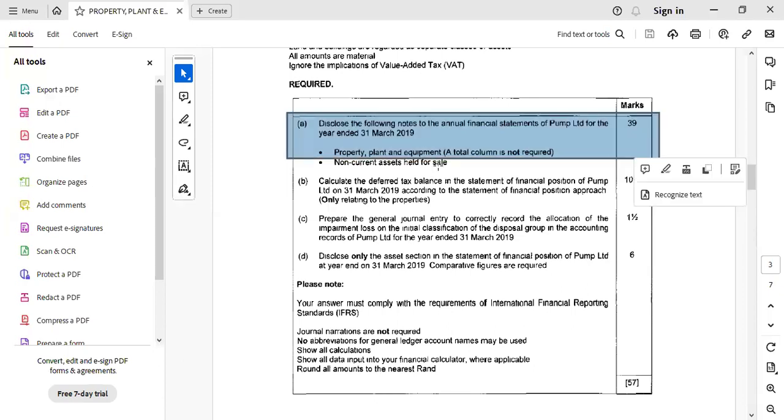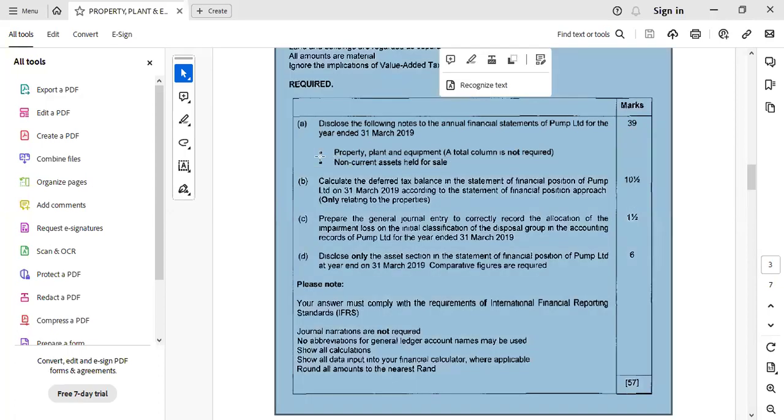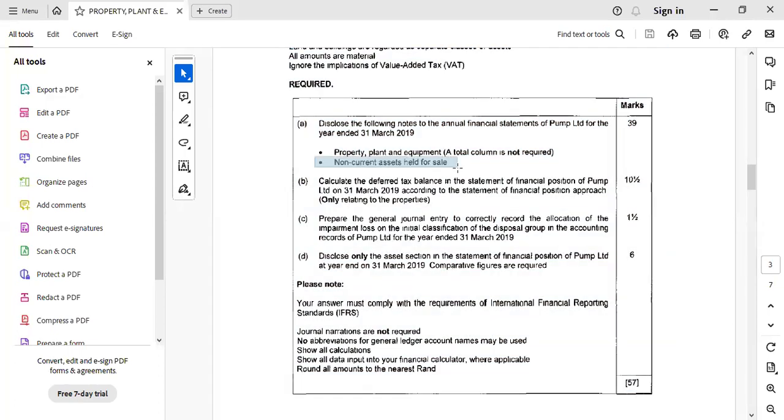My friends, I'm not going to answer this part because we have not yet done it for now. So I'm only going to deal with the property, plant, and equipment. And when I come to that part, I will only explain the things that are relevant to property, plant, and equipment.